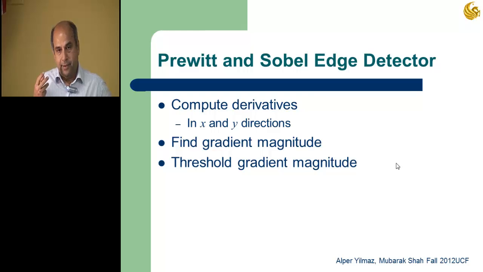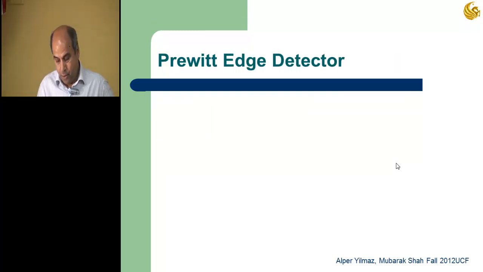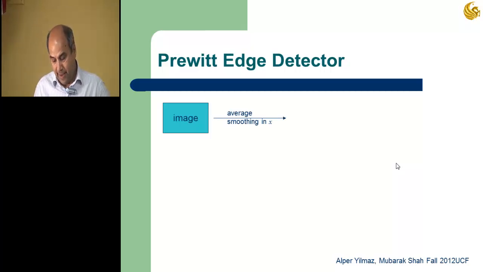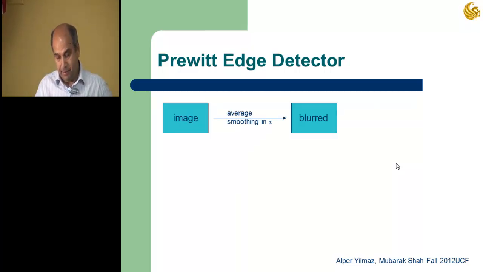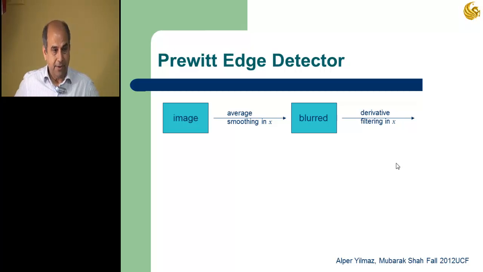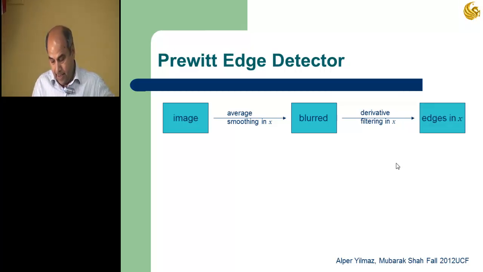So if the derivative magnitude is high, then that's an edge, otherwise not an edge. That's it. Given an image, you first smooth or average, which will blur the image a little bit, and then you find the derivative. That's the basic operation of an edge detector: smoothing and differentiation. And then you apply a threshold to get the edges.